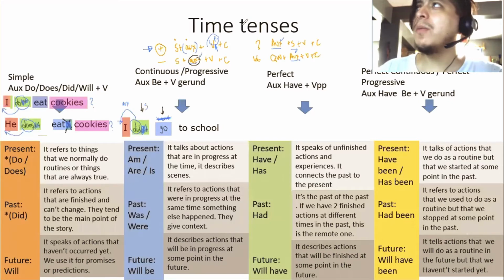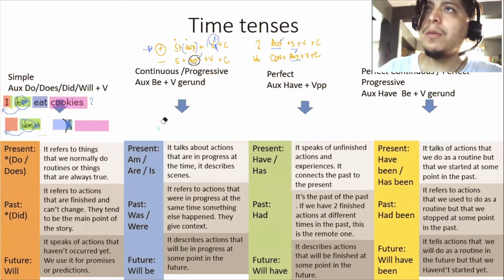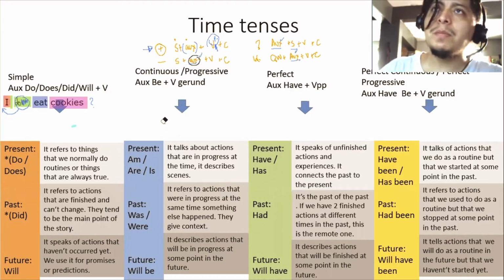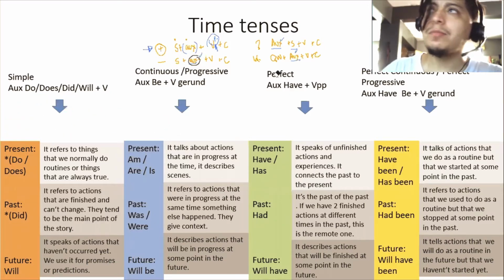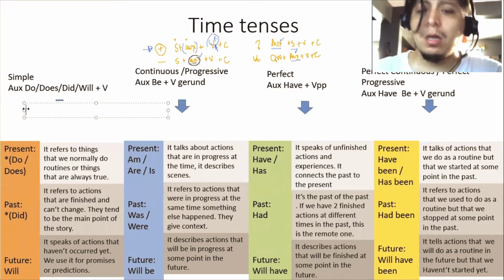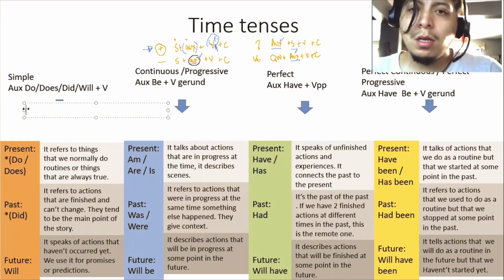There is another problem. Let me just erase most of this. There is another problem with the simple present and the simple past. I don't know if you remember, but in the simple present, the verb to be is different.